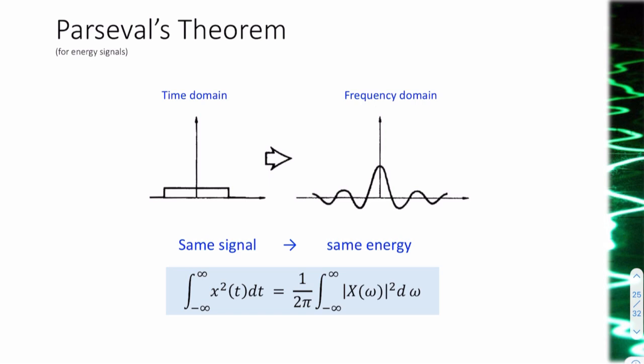Two more properties to go through. One of them is called Parseval's theorem, which is a property relating to energy, and one of them is called the convolution theorem, and we've sort of introduced that at the end of lecture 4. So, Parseval's theorem relates to energy signals. Remember energy signals? Energy signals are signals with finite energy.